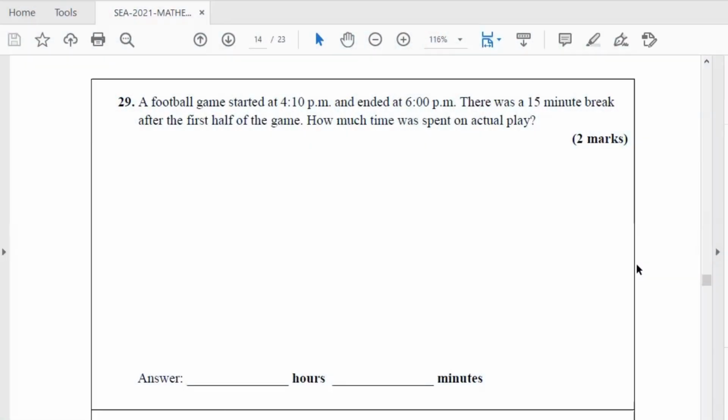So we are on number 29, which reads, a football game started at 4:10 p.m. and ended at 6 p.m. There was a 15-minute break after the first half of the game. How much time was spent on actual play?